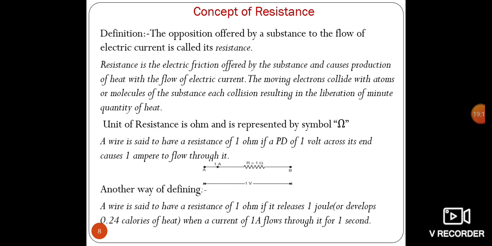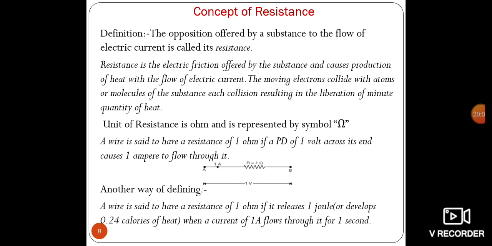of heat. So in a pure resistive circuit or pure resistive load, it is the electric friction, as in the case of mechanical engineering we have friction, road friction to the tires. Similarly, resistance is the electric friction offered by the substance and causes production of heat. Whenever there is friction, there is production of heat, and resistance is the electric friction, and heat is produced whenever the electrons flowing through the substance collide with the atoms and molecules. Some amount of heat is liberated, and that heat is called as I square R loss.